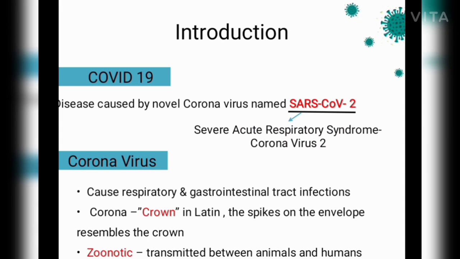Now, let's have a look at general characteristics of coronavirus. Coronaviruses are a family of viruses that are zoonotic in nature, which means they are transmitted between animals and humans. They generally cause respiratory tract and gastrointestinal tract infections, ranging from a simple common cold to severe pneumonia. These viruses are named coronavirus as the structure of their spike proteins on the envelope resembles a crown. In Latin, corona means crown.